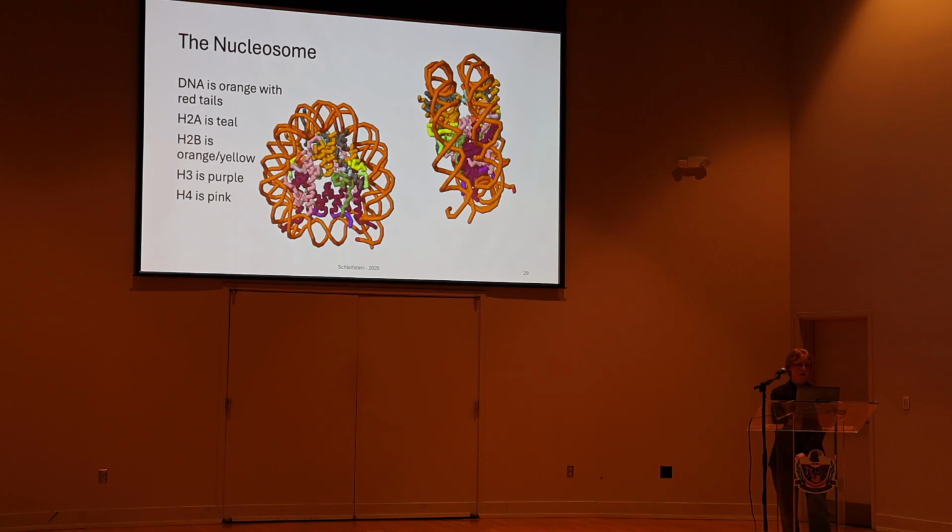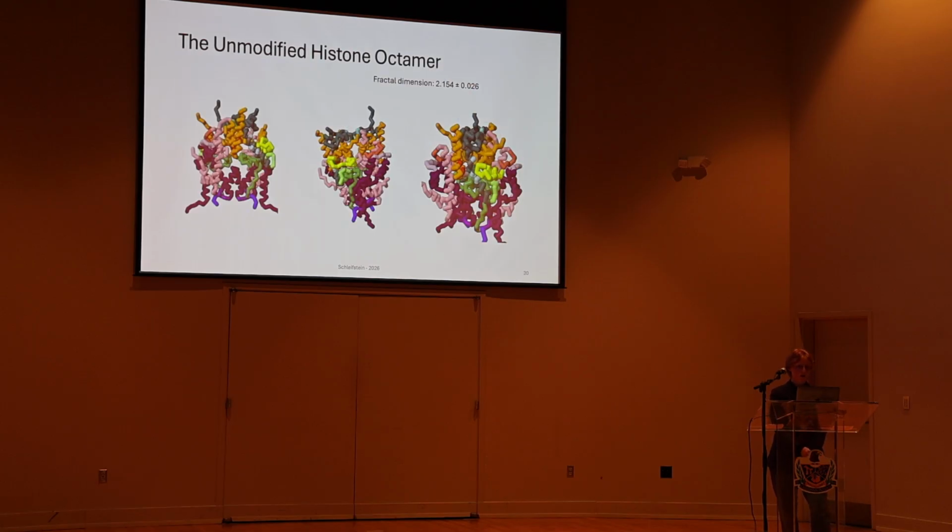The core histones inside of it are H2A, shown in teal, H2B, shown in yellow and orange, H3 in purple, and H4 in pink. Now, the unmodified histone octamer, which is just the same model but without the DNA, has a fractal dimension calculated of 2.154 plus or minus 0.026. Remember, since this is the surface of the molecule and not the whole molecule, it has a topological dimension of 2. This means that it has a fractal dimension greater than the topological dimension and qualifies as well.